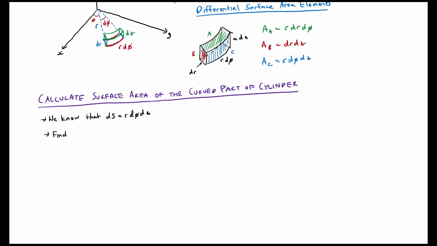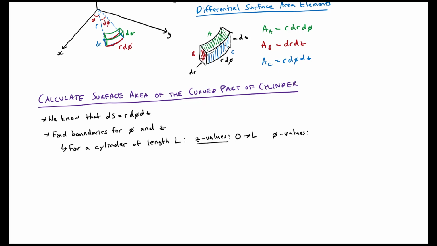So find boundaries for phi and z for a cylinder of length L. Our z values are going to go from 0 to L, and our phi values, there is symmetry around the z-axis, and we are spinning a full 360 degrees, so your phi is going to be from 0 to 2 pi for a full rotation.